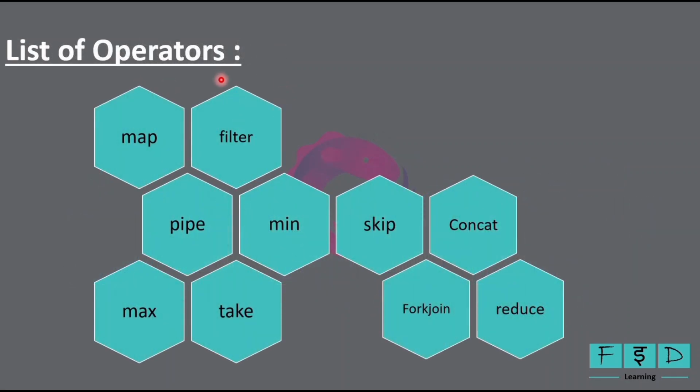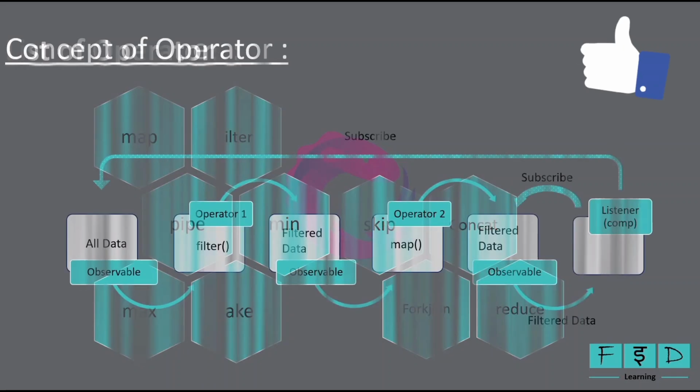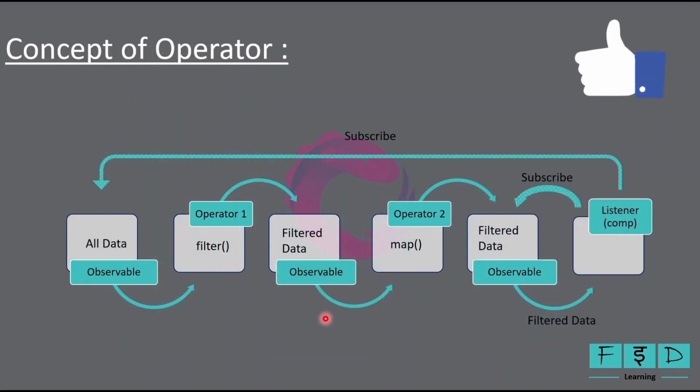So this is the list of operators. I have listed a few operators, but you can go to the RxJS site. There are many more operators available. As of now, I want to show you a practical example with these two operators, filter and map. So let's jump into Visual Studio Code again.